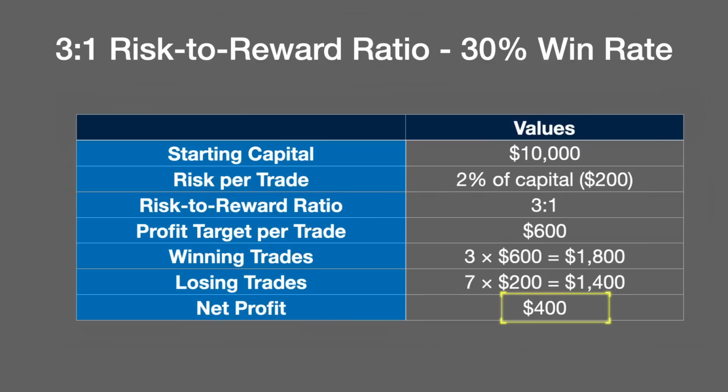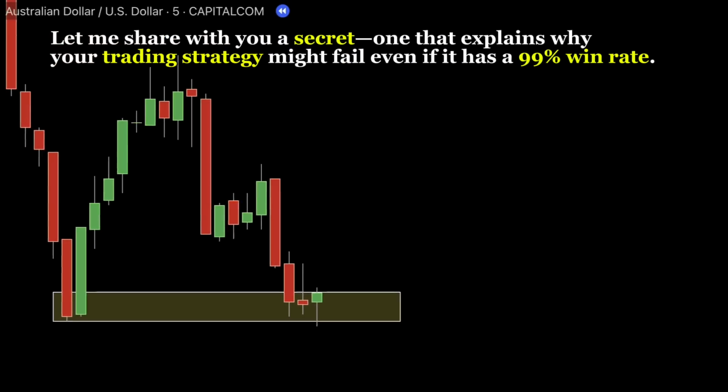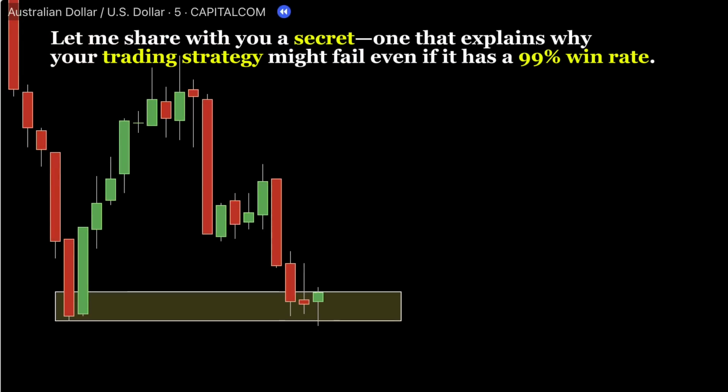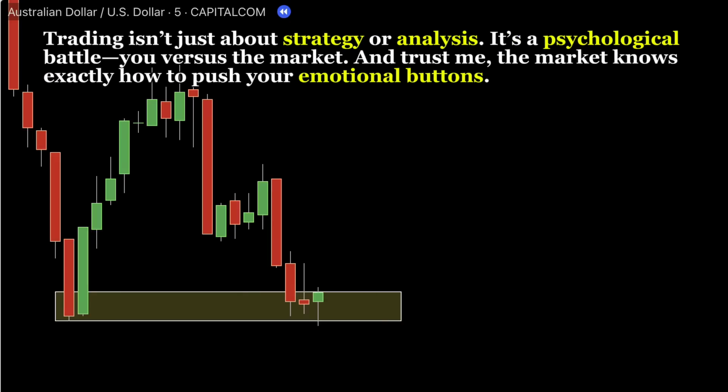Notice how powerful this is? Even with a win rate of just 30%, you still come out profitable, all because you maintained a strong 3-to-1 reward-to-risk ratio. Let me share with you a secret, one that explains why your trading strategy might fail even if it has a 99% win rate. Trading isn't just about strategy or analysis. It's a psychological battle, you versus the market. And trust me, the market knows exactly how to push your emotional buttons.